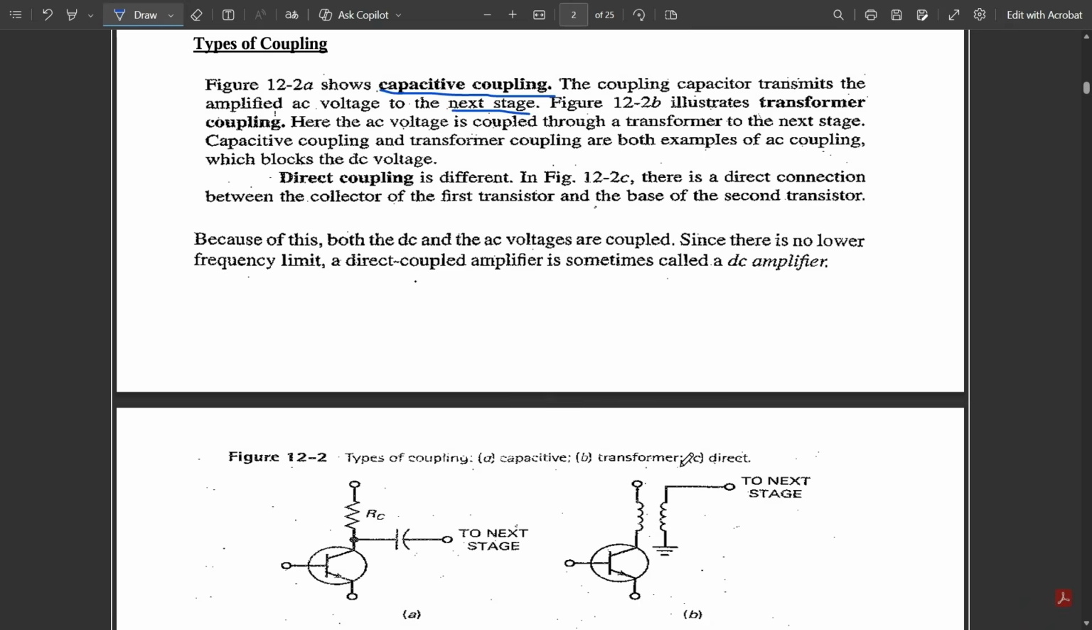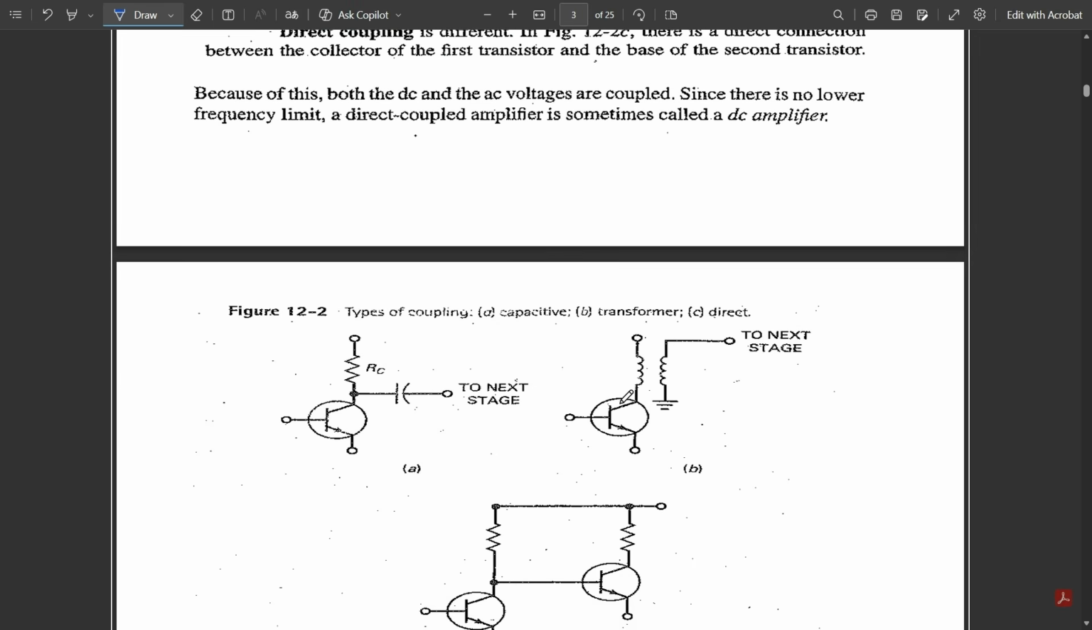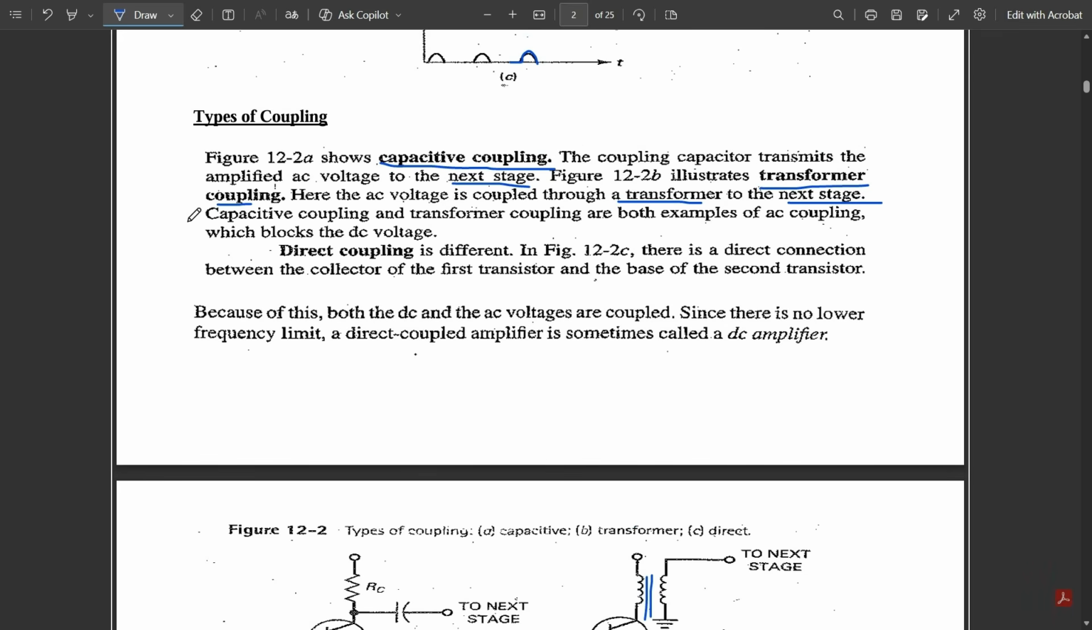Next, figure 12.2b illustrates the transformer coupling. Here the AC voltage is coupled through a transformer to the next stage. Okay, so you see here, again with respect to the NPN transistor, we are applying a transformer here, and this is the present stage transformer. So in order to do the step down operation, we are going to keep one more transformer for the next stage. Okay, so this is called transformer coupling. And one more point: capacitive and transformer coupling are both examples of AC coupling, which blocks the DC voltage.